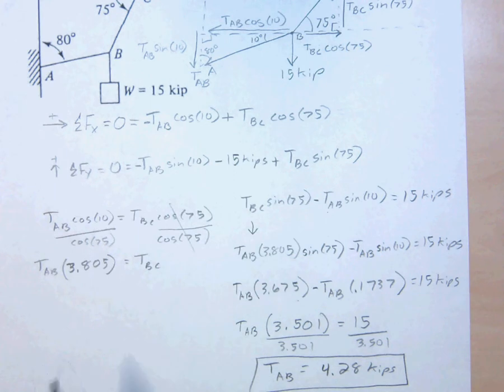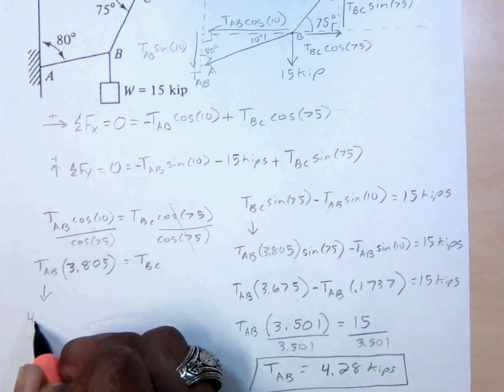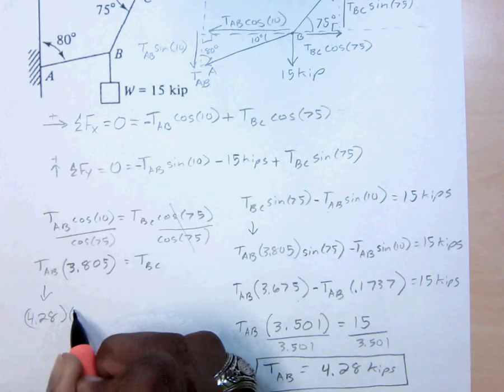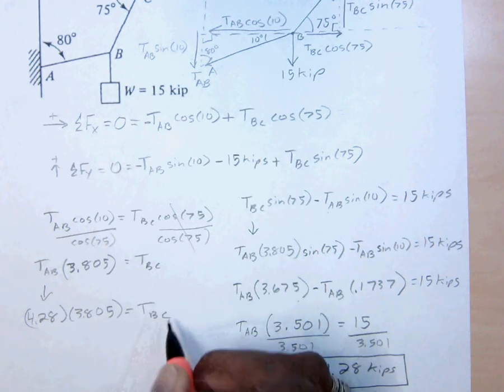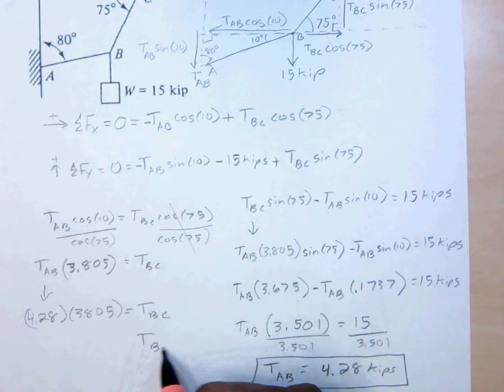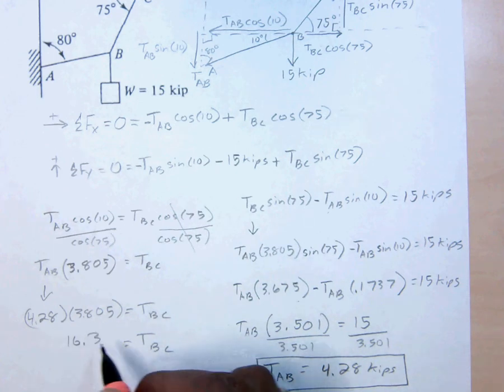So instead of putting the tension in AB, I'm going to put 4.28 kips. So we have 4.28 times 3.805, which is now going to equal the tension in cable BC. And when you calculate that out, you find that the tension in cable BC is going to equal 16.3 kips.